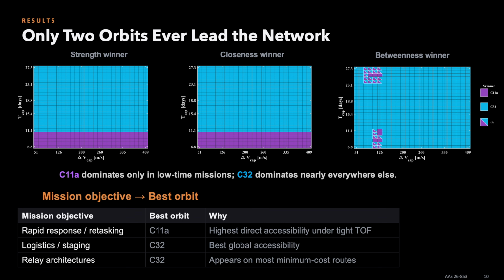This gives a simple mission design interpretation. For rapid response or retasking, the 1-1 cycler is the natural candidate. For logistics, staging, and relay architectures, the 3-2 cycler is probably the better choice.